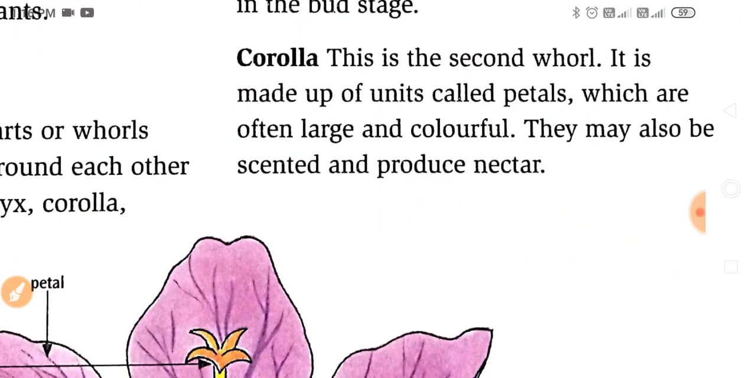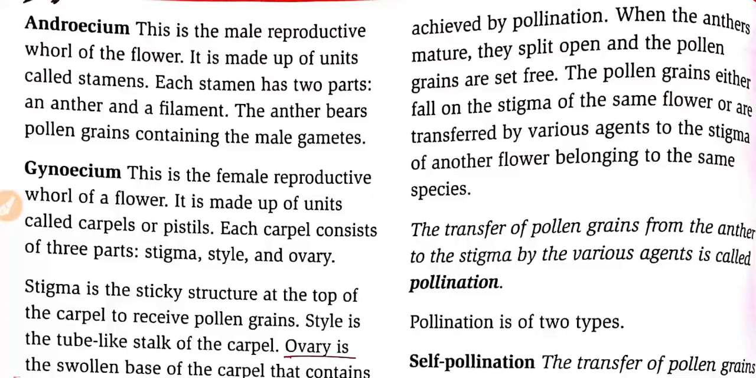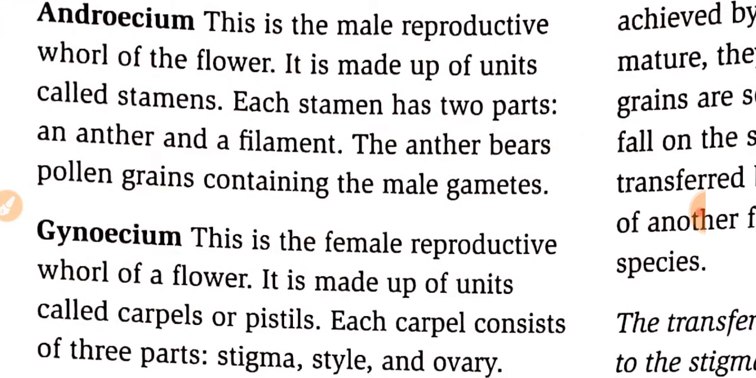Corolla, this is the second whorl. It is made up of units called petals, which are often large and colorful. They may also be scented and produce nectar. The next floral part is androecium. This is the male reproductive whorl of the flower. It is made up of units called stamens. Each stamen has two parts, an anther and a filament. The anther bears pollen grains containing the male gametes.